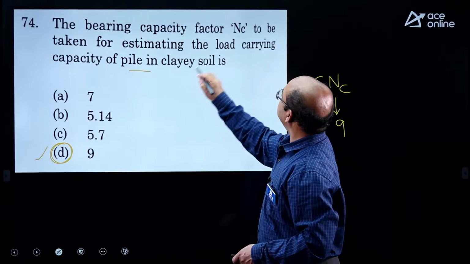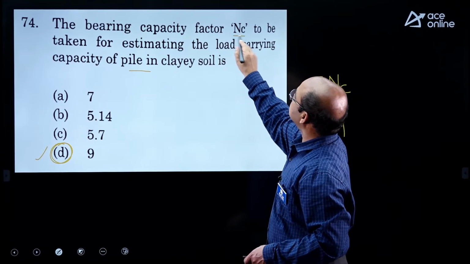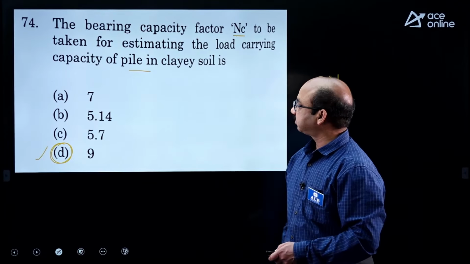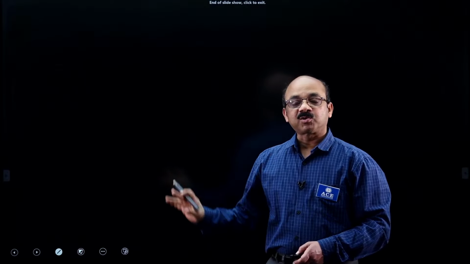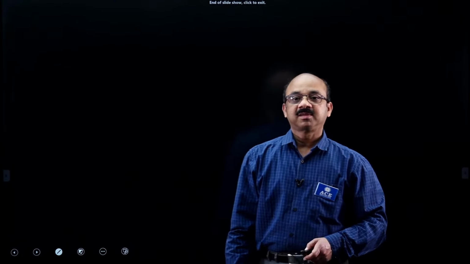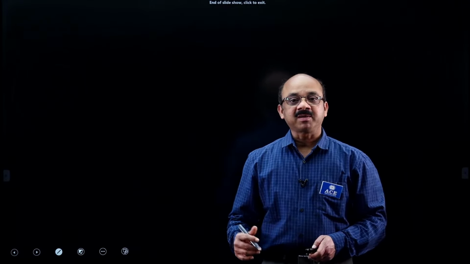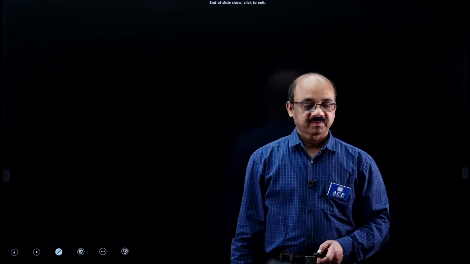9 is the bearing capacity factor NC to be taken for the capacity of pile in the case of clayey soils. So that's all from this GT subject. So we had totally 13 questions. Out of 13, only 1 or 2 you have to apply some mind there. Remaining are straightforward questions only, right? So I request my other colleague faculty members to come one by one and discuss their subjects in the order.